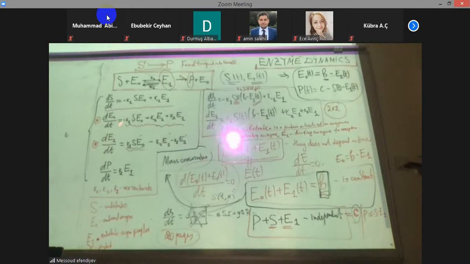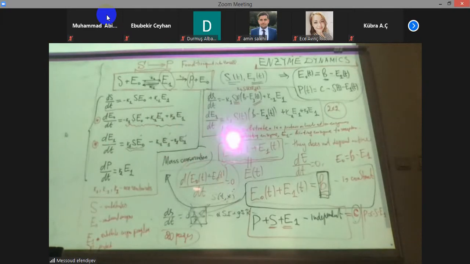Please add these two equations. If you add this and this, it will be equal to that. So the derivative of E0 and the derivative of E1, and the sum of the derivatives is equal to that. If you add these two equations, the left-hand side is the derivative of E0 plus the derivative of E1. But if you add the right-hand side, you see this cancels with that, and this cancels with that. So if you add, the sum will be zero.